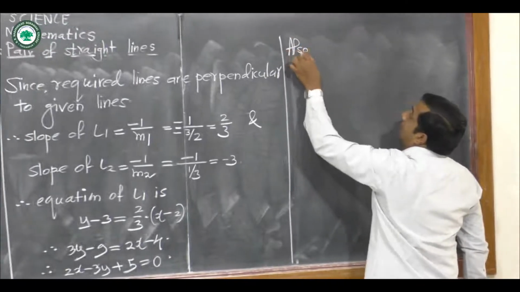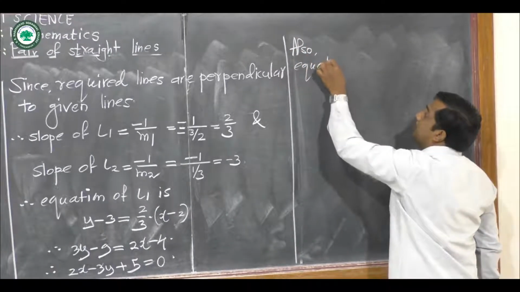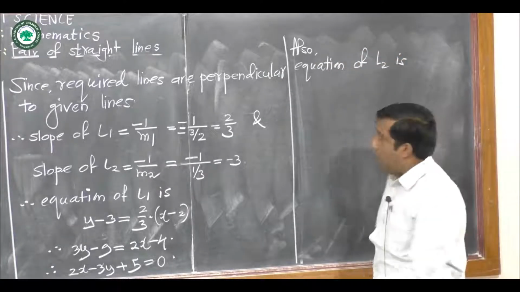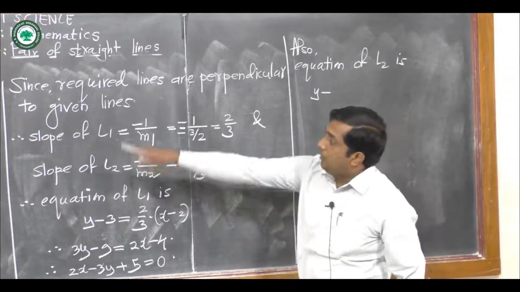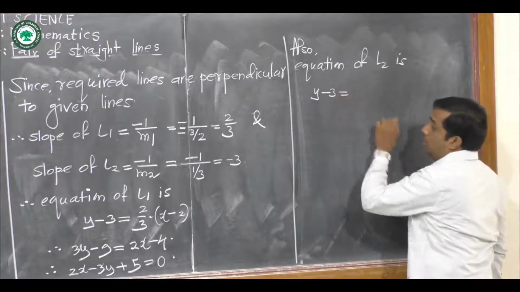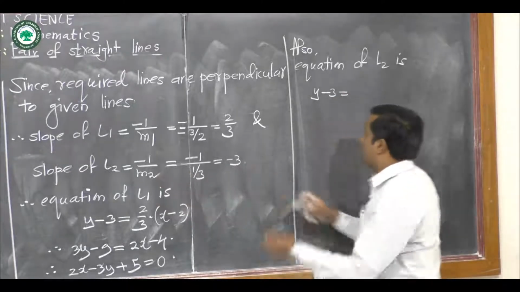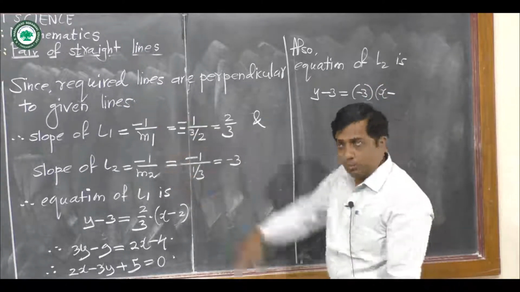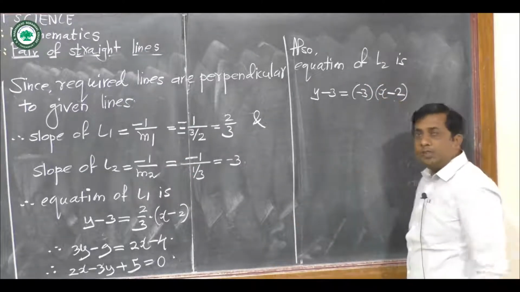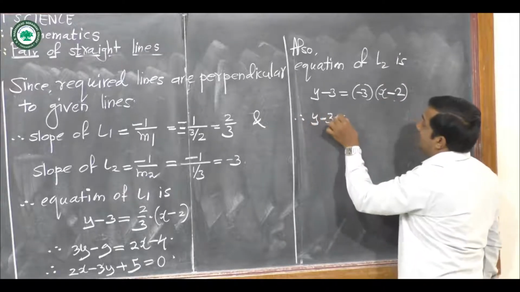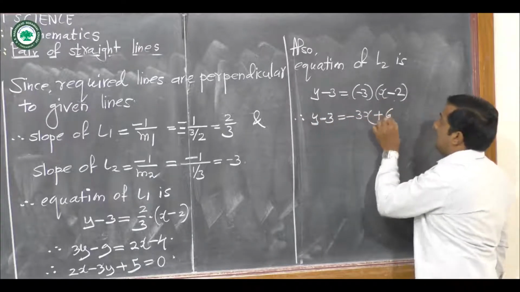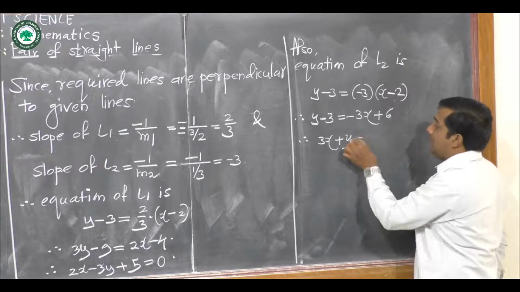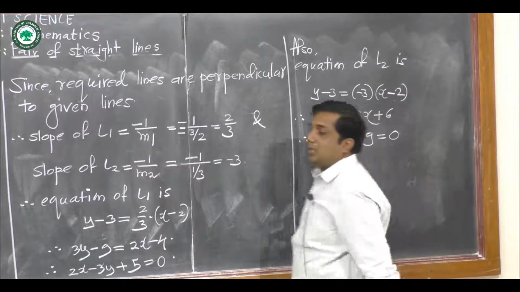Also, the equation of L2. Again we consider our form: y minus y1, where y1 is 3, is equal to the slope of the second line, which is minus 3, into x minus x1, where x1 is 2. Then we get y minus 3 is equal to minus 3x plus 6, and lastly we get 3x plus y minus 9 is equal to 0.